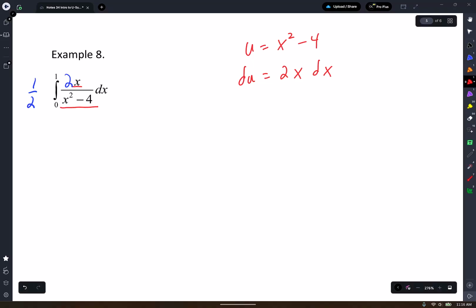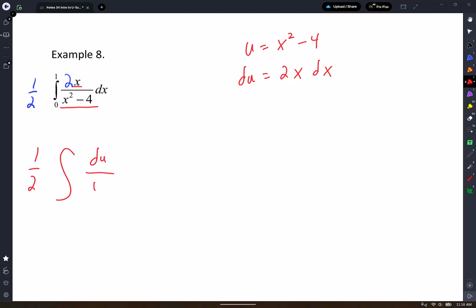All right, here we go. I have 1/2 integral, and then the 2x dx is just du over u. Now I need limits, so I'm going to slow down. Where did you get 2x? Why 2x? The derivative of x squared is 2x. Oh, okay. So 2x. No, you're fine.